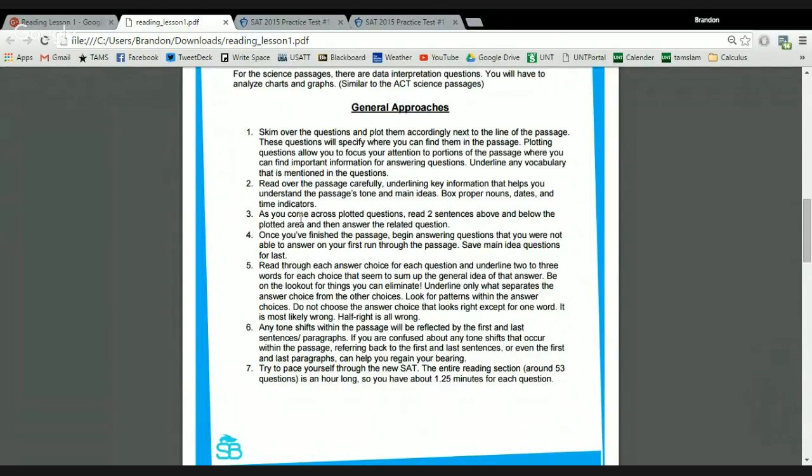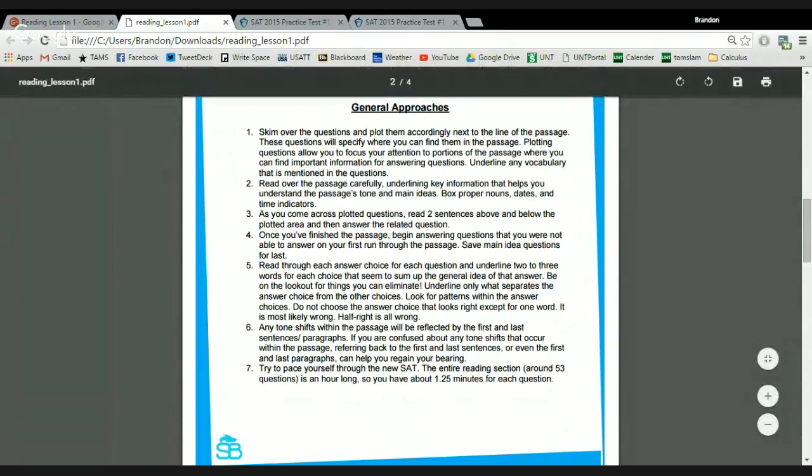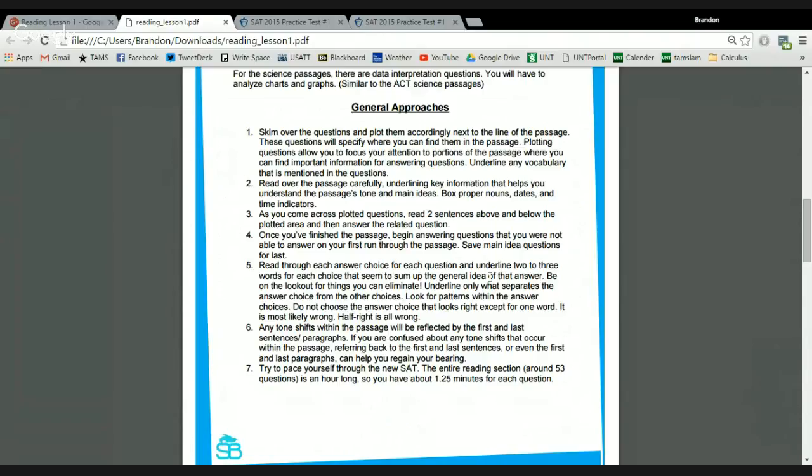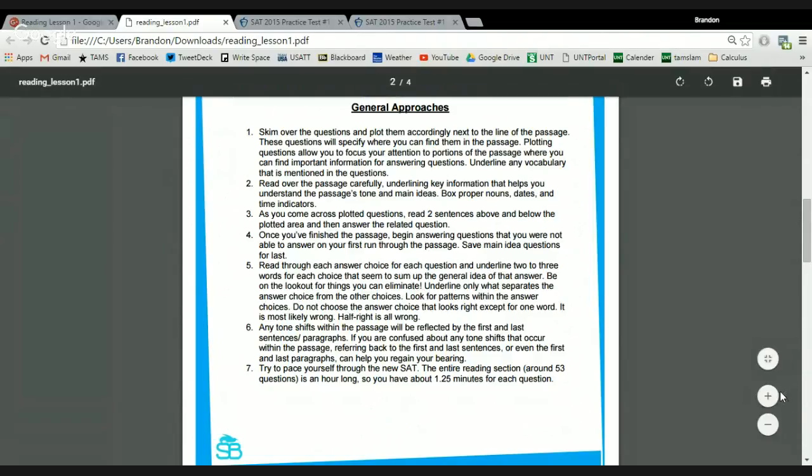Next, as you come across plotted questions, read 2 sentences above and below plotted areas and answer the related questions. So once you've plotted the questions, you can actually answer them without reading the whole passage. You can just skim through the passage, especially the ones that are passage-based, and read through it.